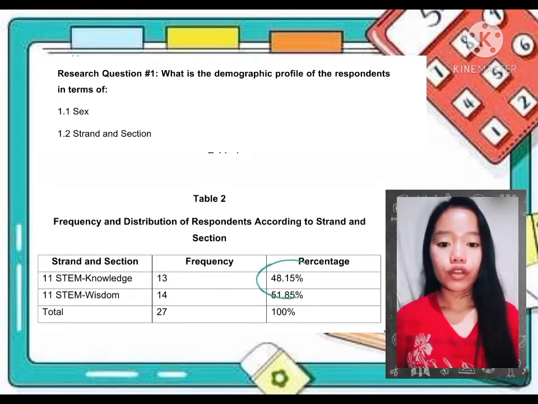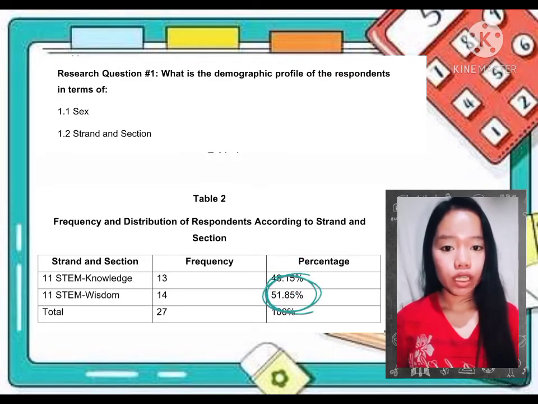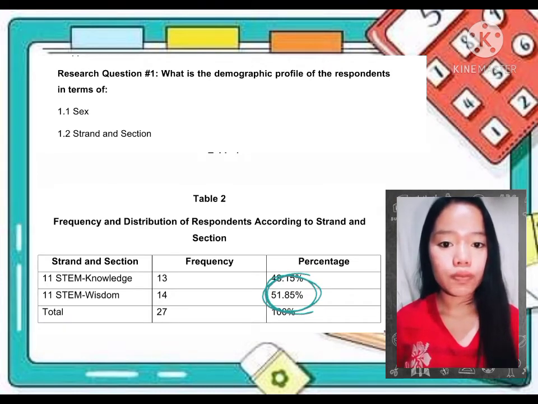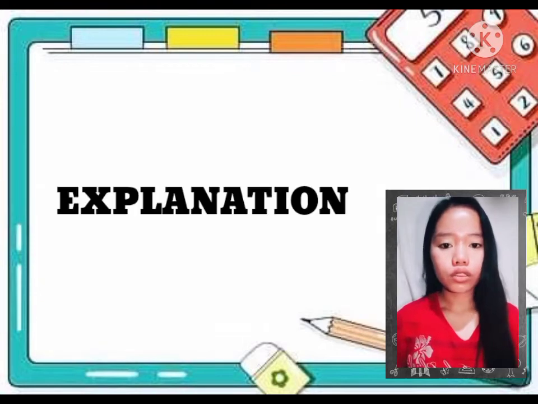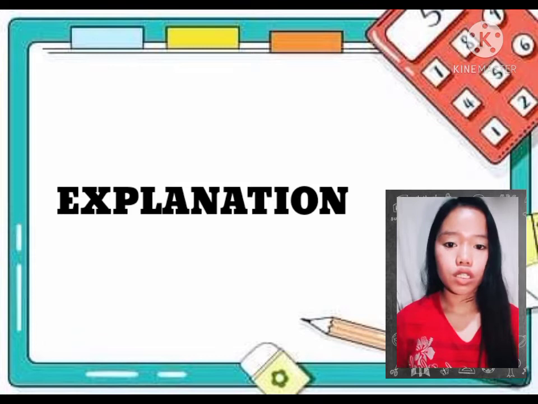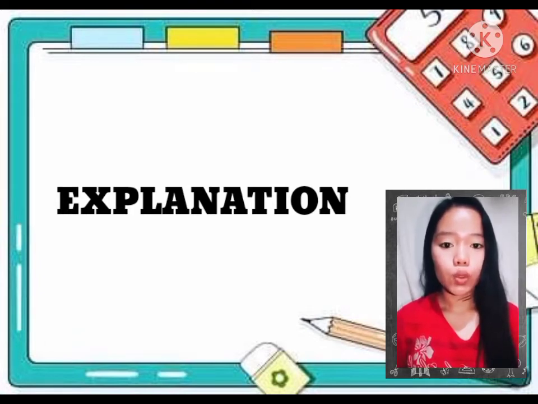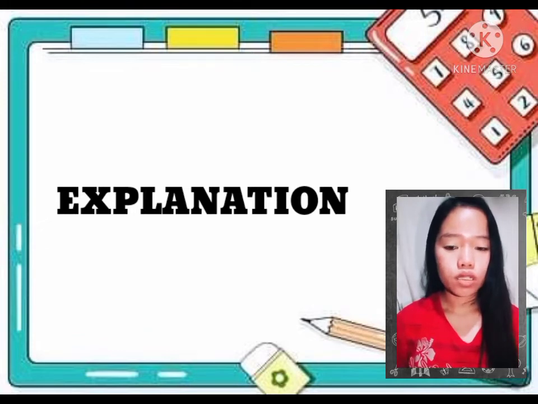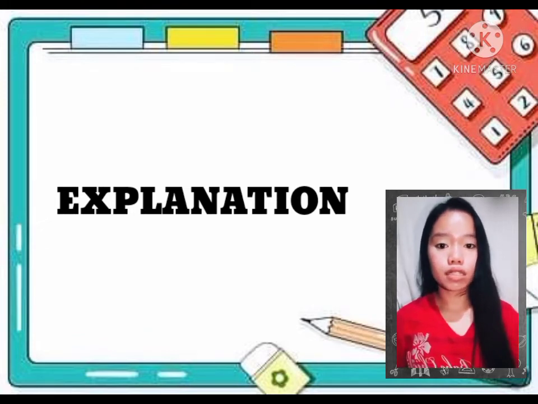In Table 2, frequency and distribution of respondents according to strand and sections, we have 48.15% from grade 11 STEM Knowledge, and 51.85% from grade 11 STEM Wisdom who participated in this study. According to the updated list of grade 11 STEM in Jose Abad Santos Senior High School, there are 45 students in STEM Knowledge, while there are 46 students in STEM Wisdom, which explains why STEM Wisdom has greater frequency than STEM Knowledge.